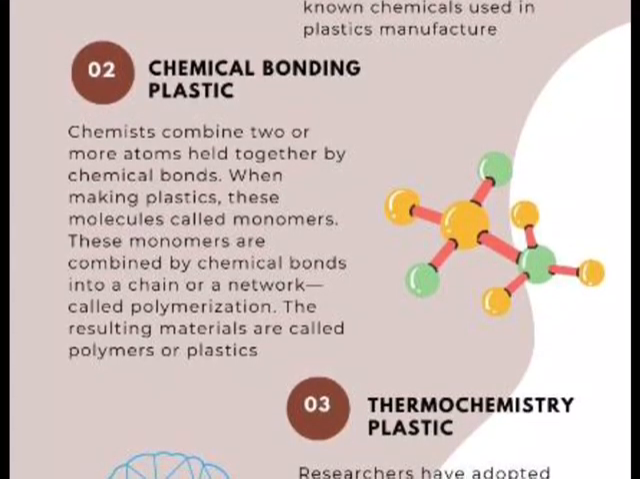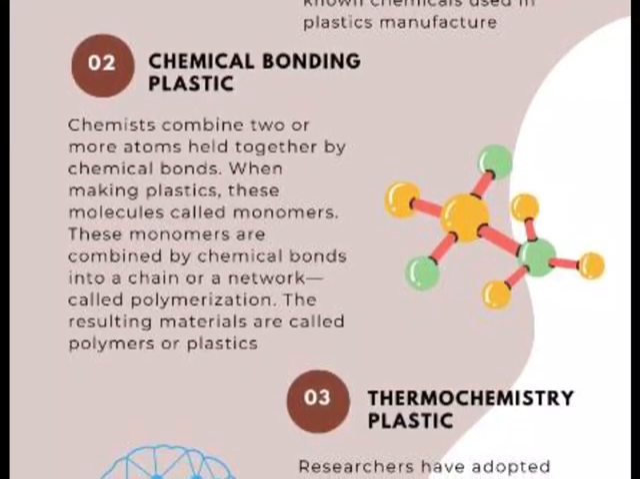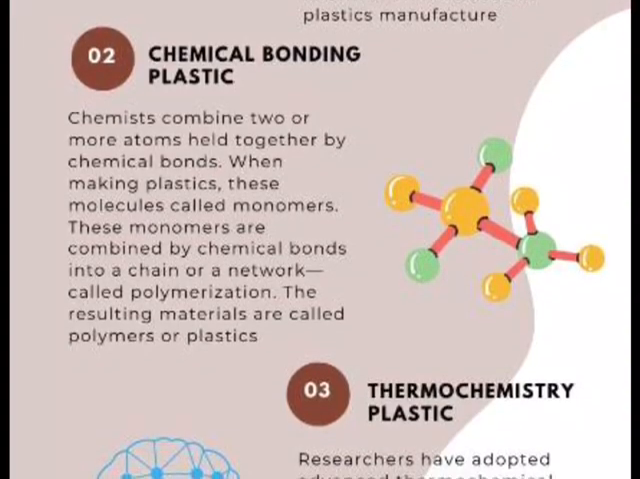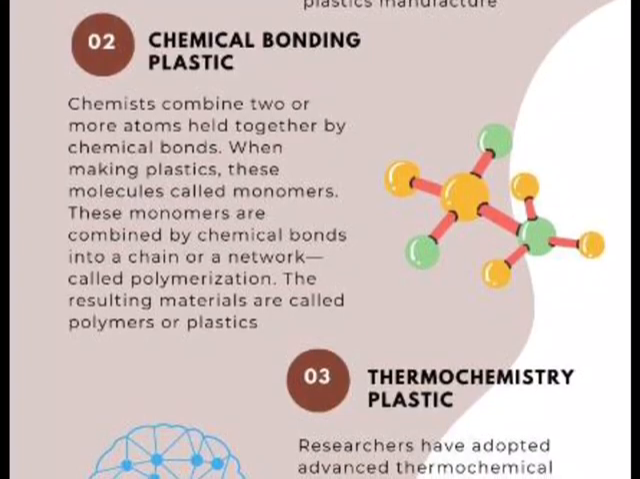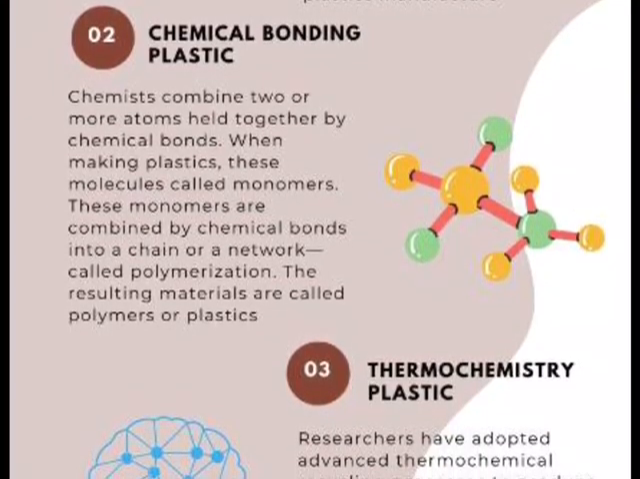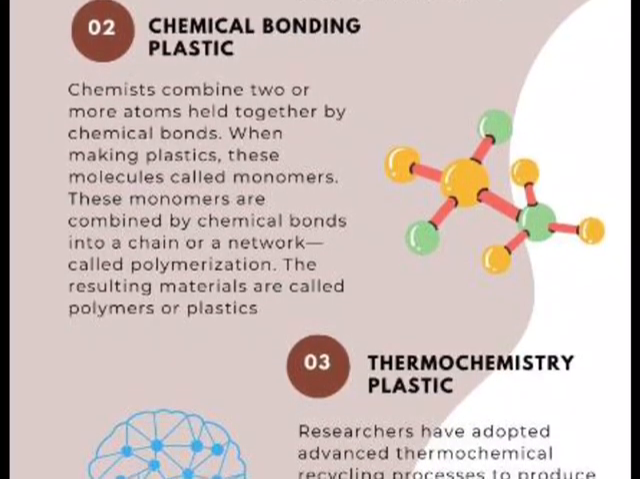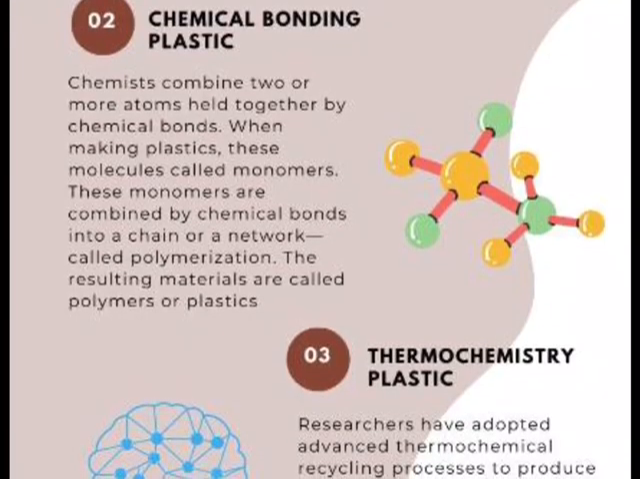When making plastics, these molecules generally are called monomers. These monomers then are combined by chemical bonds into a chain or a network. This is called polymerization, and the resulting materials are called polymers or plastics.